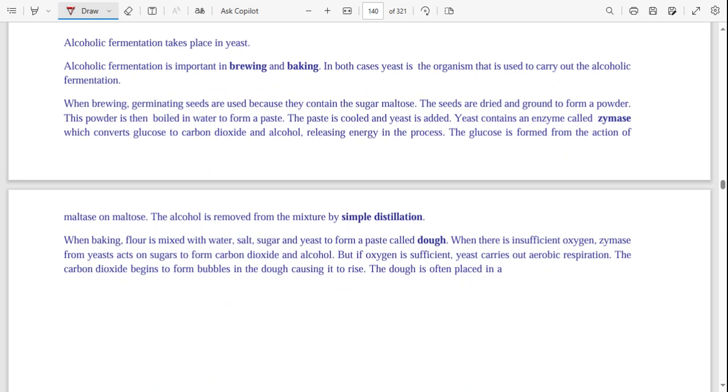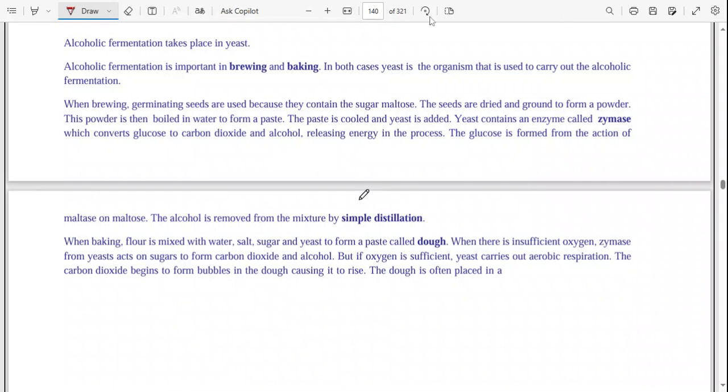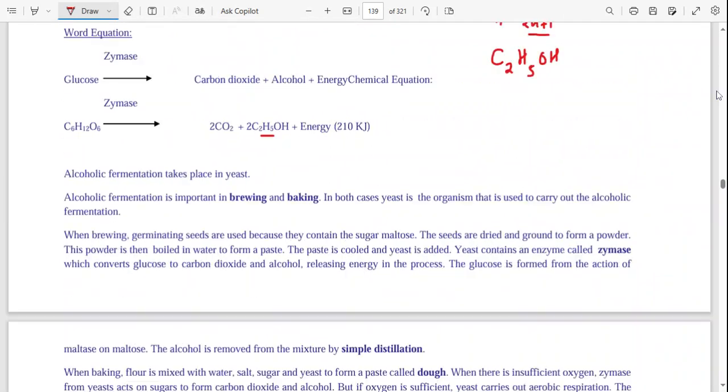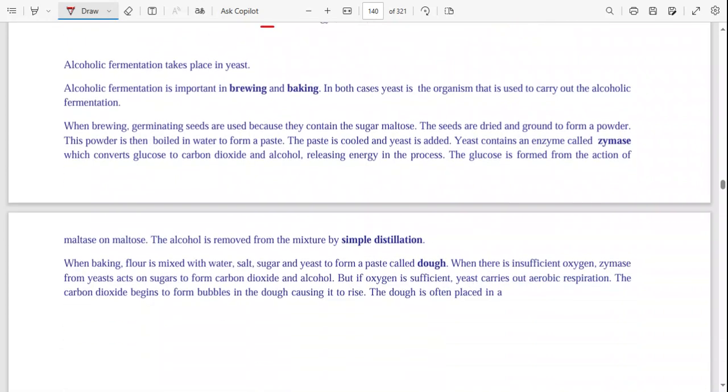And then the other type. Now just some application. Alcoholic fermentation is going to be important in baking and also brewing, the making of beer. So in these two reactions, baking and the making of beer, there is an organism that is going to be used to carry out alcoholic fermentation. For example, in the making of beer in brewing, you are going to have a germinating seed.